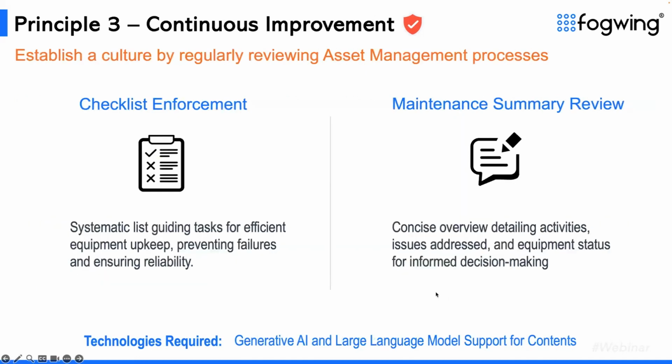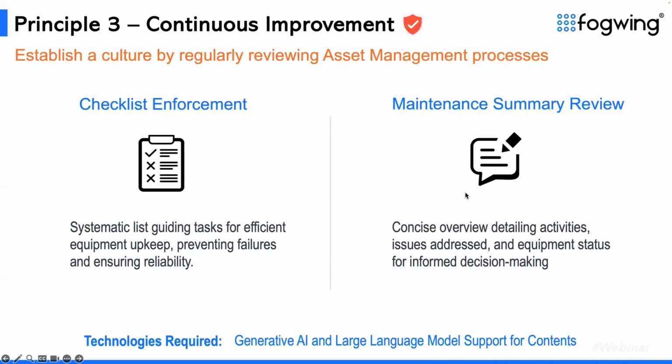I'm sorry, having a common knowledge is not going to help. So we need to have more specific knowledge. And how do we enforce it? That requires checklist enforcement. So checklist enforcement is basically following certain guidelines to do the effective maintenance operation. So checklist enforcement is very important for continuous improvement.